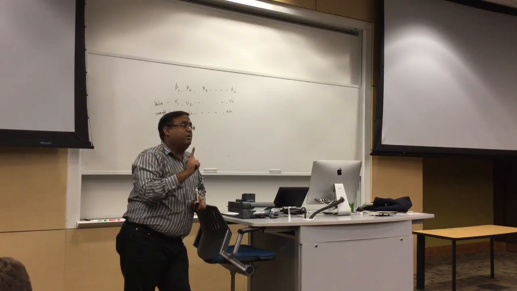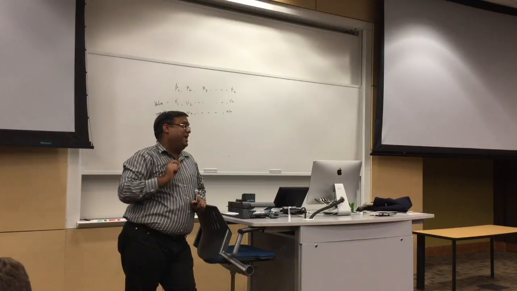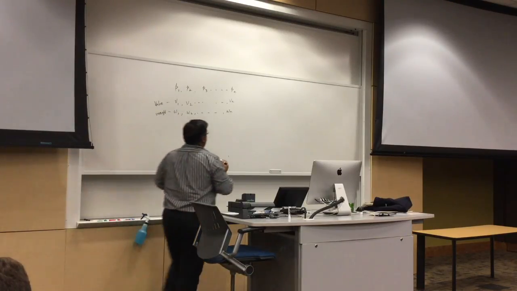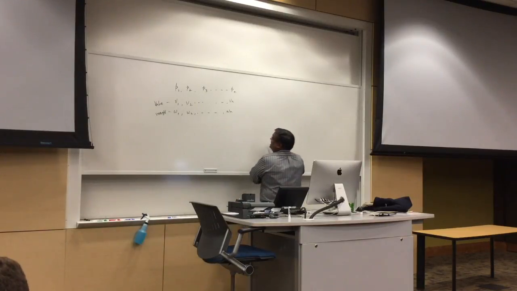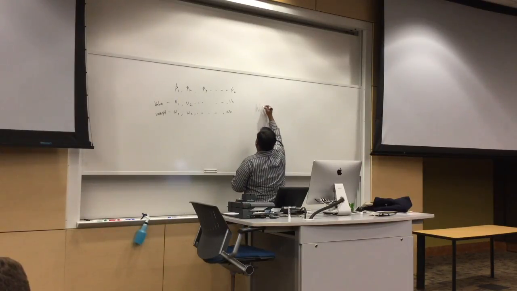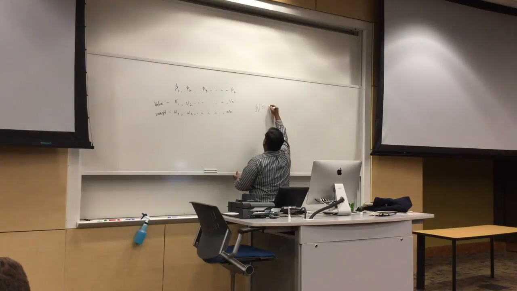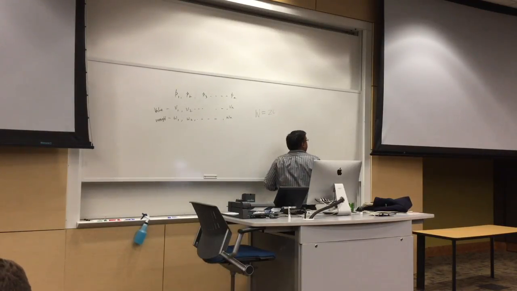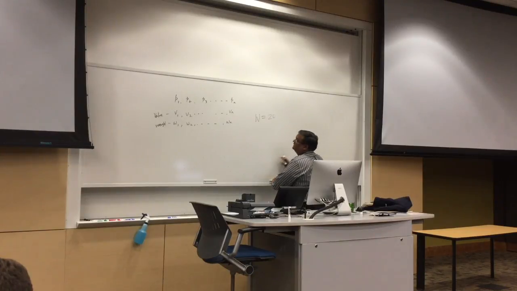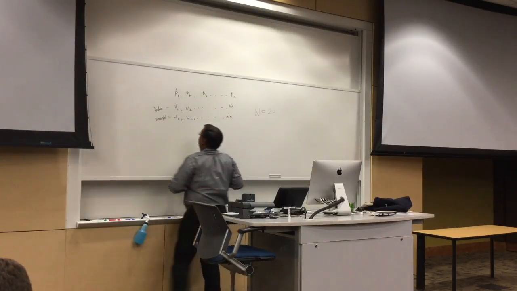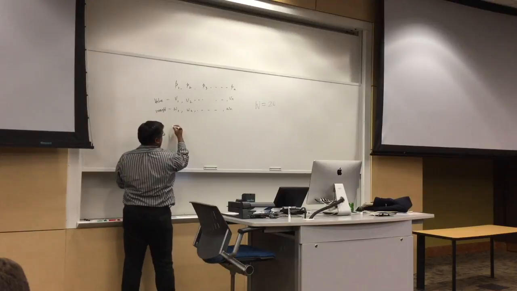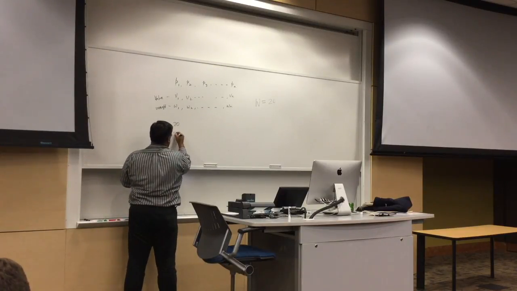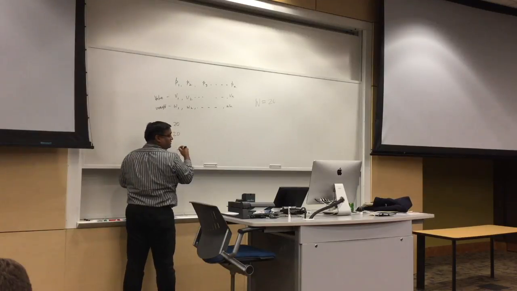Is it most valuable, or most valuable per unit of weight? Per unit of weight. Why? Because say the total weight the knapsack can take is 20 pounds, right? And you have this item that is worth, say, $20, but uses up 20 pounds.